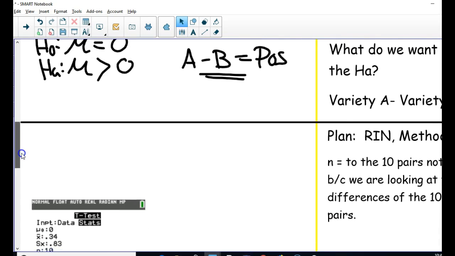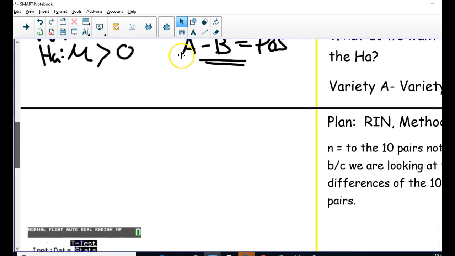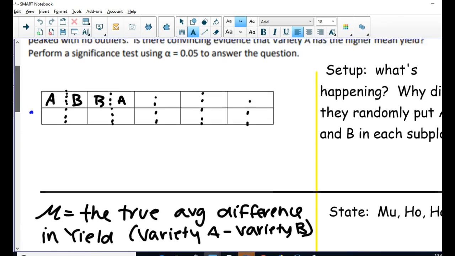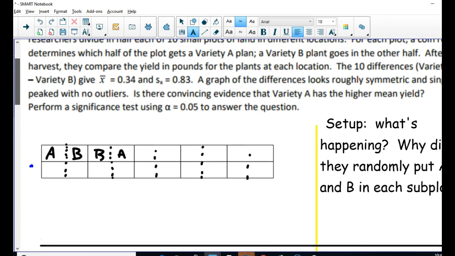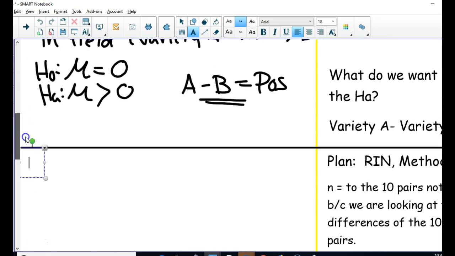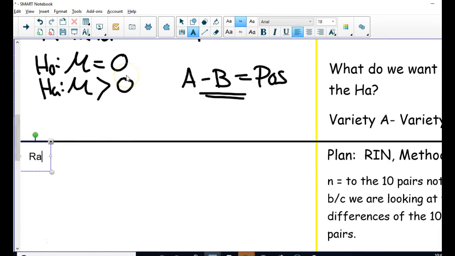Now for the random, independence, and normal conditions. I believe it states in there not that it's a random sample of plots, but that each plot was randomly assigned which plant goes first. Let's see. Yes, a coin toss determines which half of the plot gets variety A plant versus variety B plant. So that's how we want to state it: random selection of treatments to each plot.